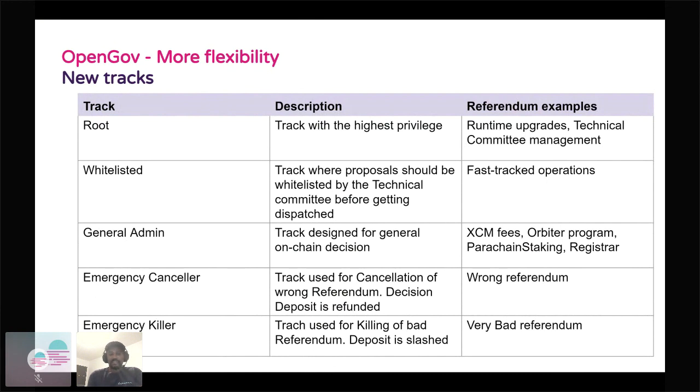So again, this is something that you trigger only if you want to cancel a proposal that has been wrongly put and you want to avoid it being voted on, or if you spot that there is a very bad proposal from a bad actor, then you can initiate a vote to kill this proposal and slash the decision deposit.